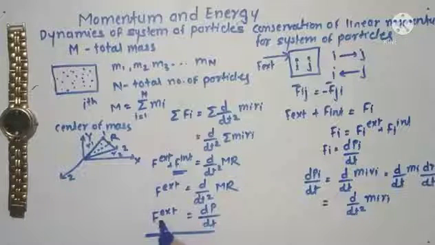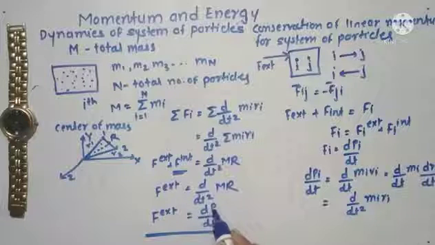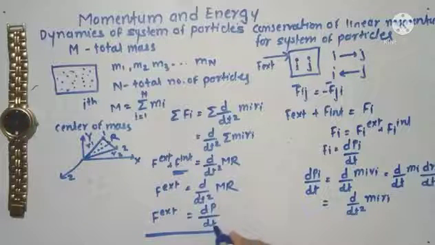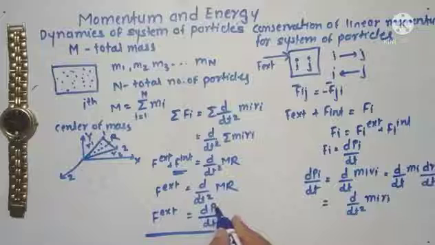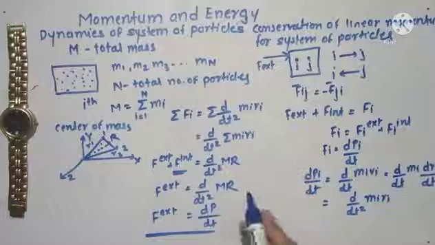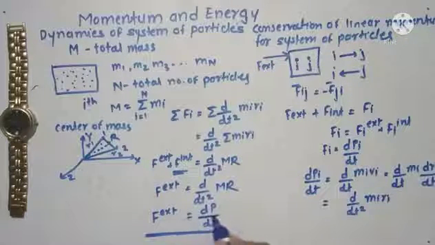Now, this says that when the external force applied is 0, the rate of change of momentum will also be 0. This is the law of conservation of linear momentum. When this dp/dt is 0, it means that p is constant, and the linear momentum of the system of particles is constant. When the external applied force is 0, then dp/dt is 0; when dp/dt is 0, it means that p is constant, or p is conserved. So the law of conservation of linear momentum says that when the external force applied on a system of particles is 0, then linear momentum is conserved.